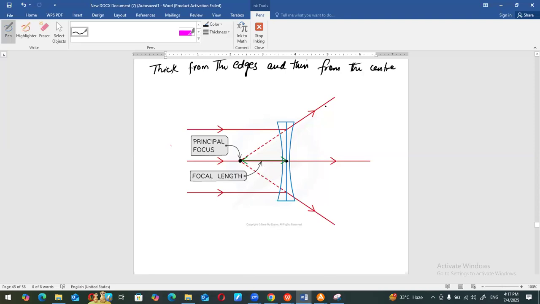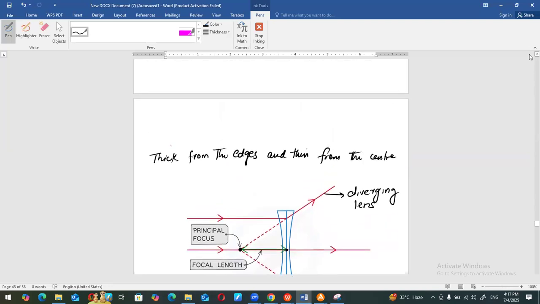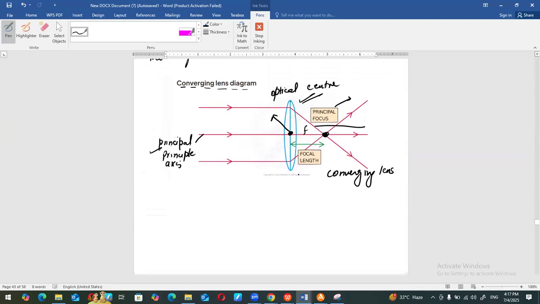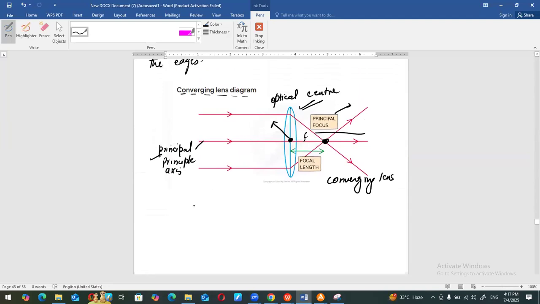Now, there are two, three things. First thing is, because light rays after refraction diverge or spread out, we call that lens a diverging lens. Second important point is, the light rays are not actually meeting at one point, whereas in the convex lens, you can see yourself that light rays are meeting at one point. So mostly 99% of the images formed by the convex lens are real and inverted. Now remember that.